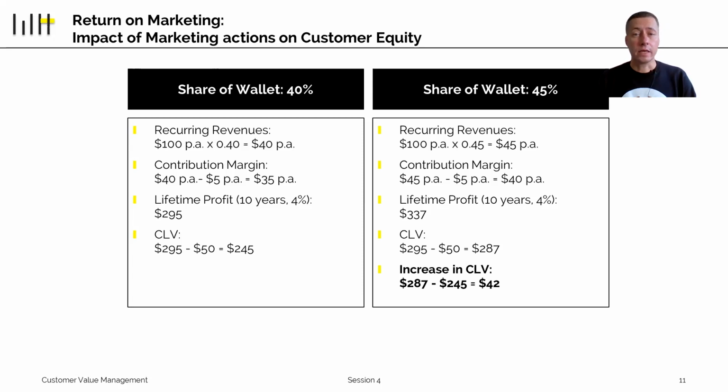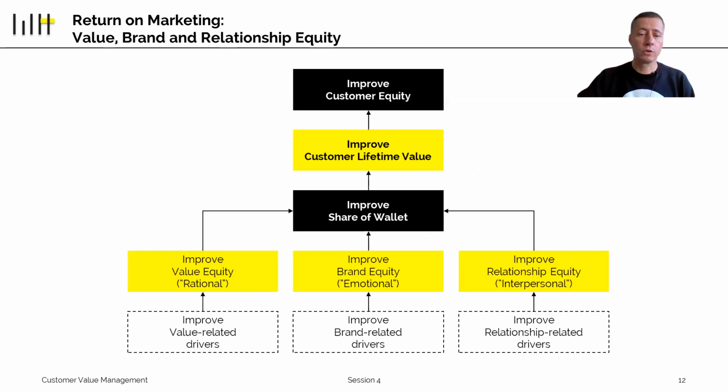How is directly the link between marketing actions and share of wallet? Well, if you think of how people choose products, there are generally three reasons why consumers choose products: rational, emotional, and interpersonal reasons. There are many instances where you choose a product because it is rationally the better choice. You pick a phone, you pick the one that has the better camera. You pick a flight, you pick the one that has a better seat, a better schedule, or a cheaper price. All of these are rational reasons, or what we call value-related drivers.